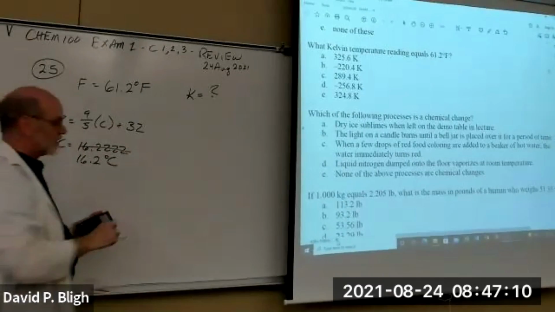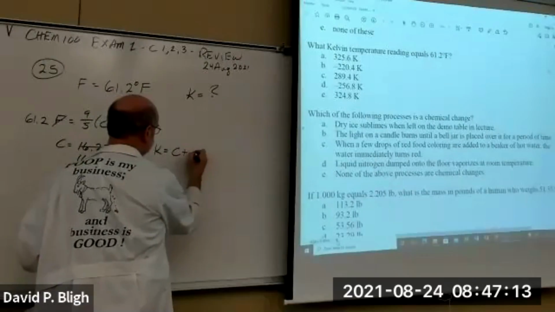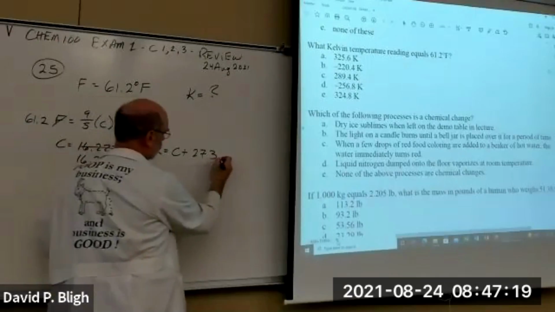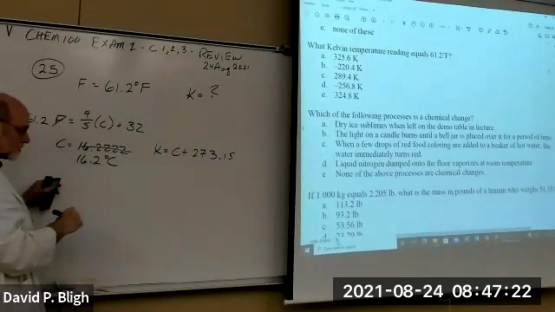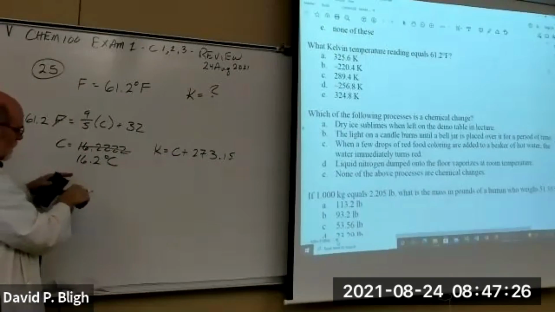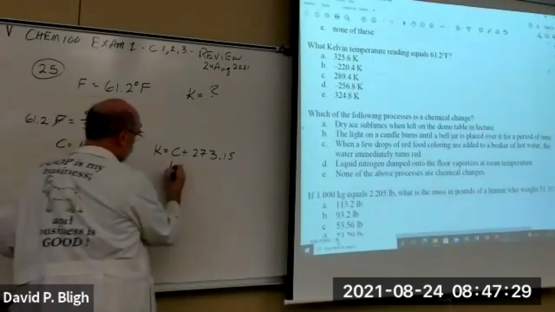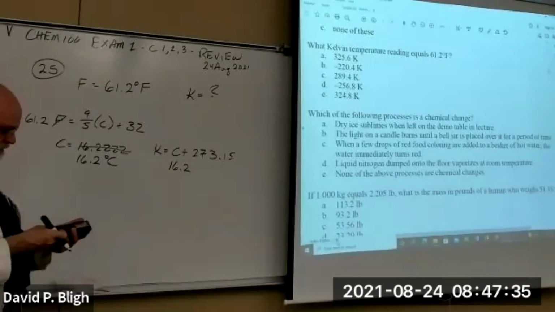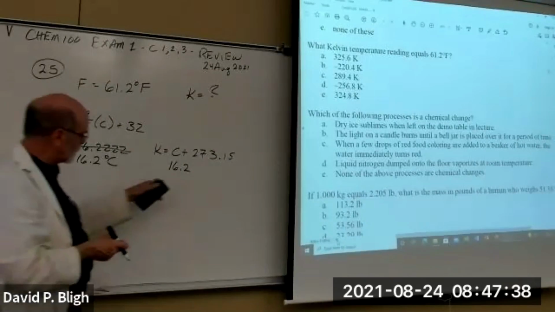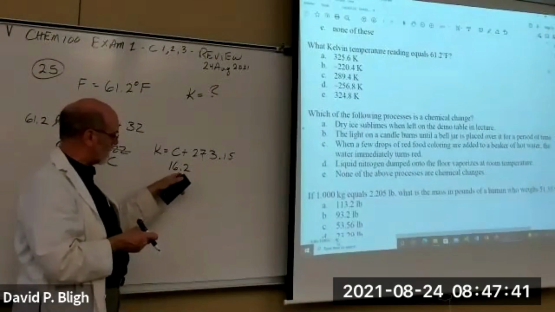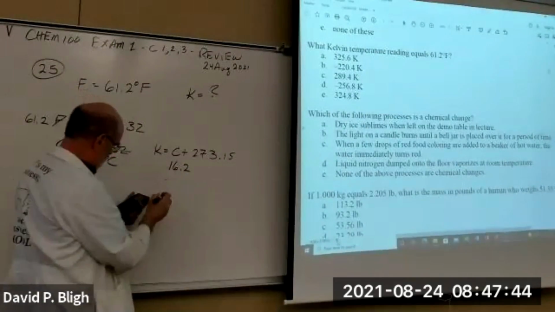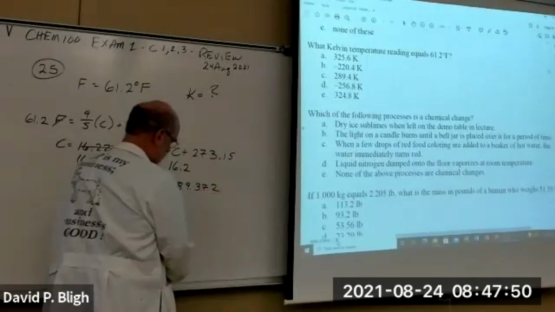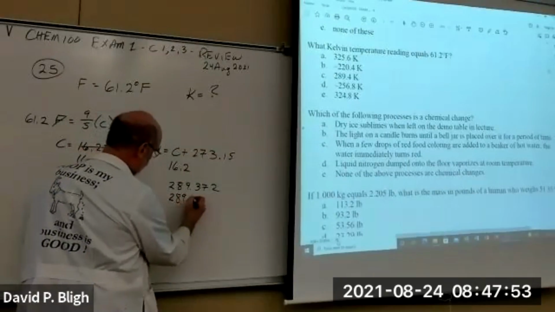Now, what's the formula for K? Well, K equals C plus 273. Actually, we could do this, 0.15. You don't have to. The answer is probably going to be the same no matter what. But 16.2, then we put in here, and we add 273. So I get, we line up the decimal places. Okay, so we can only keep one decimal place anyhow. And we get 289.372. So we should be able to go 289.4.